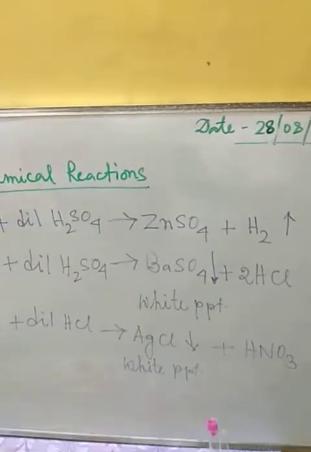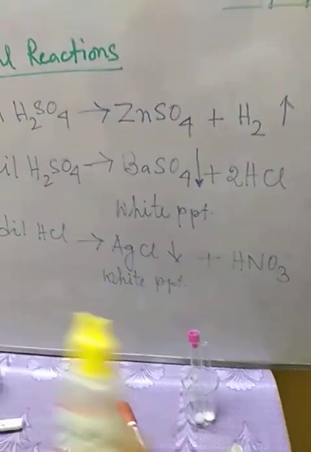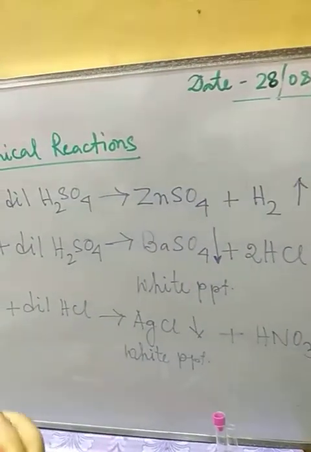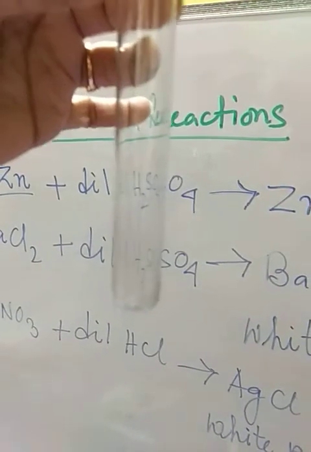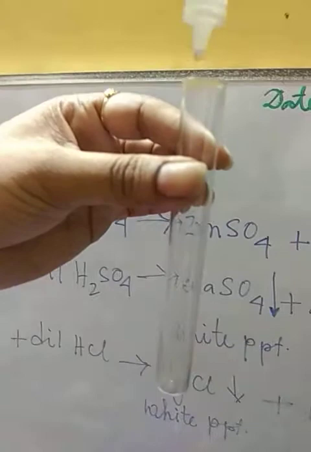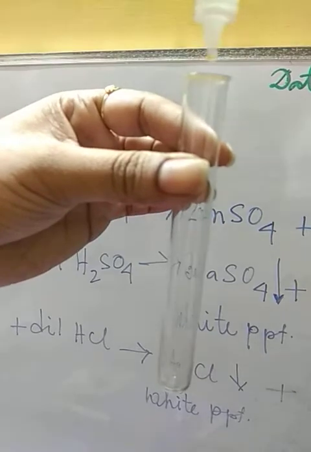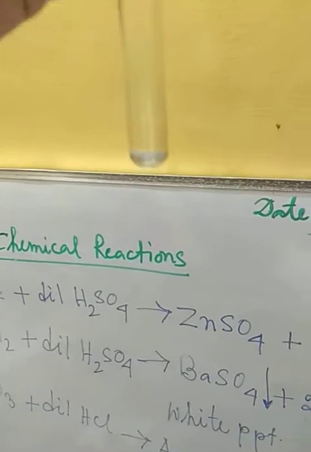For this we need silver nitrate, AgNO3 solution, and dilute hydrochloric acid. So first of all we are going to take some silver nitrate, a few drops of silver nitrate solution, in a test tube. Okay, this much is enough. This much of silver nitrate.